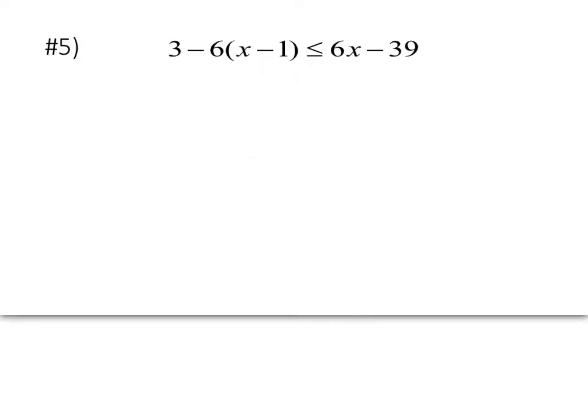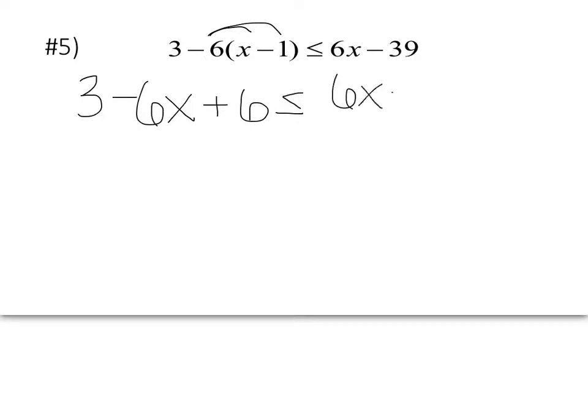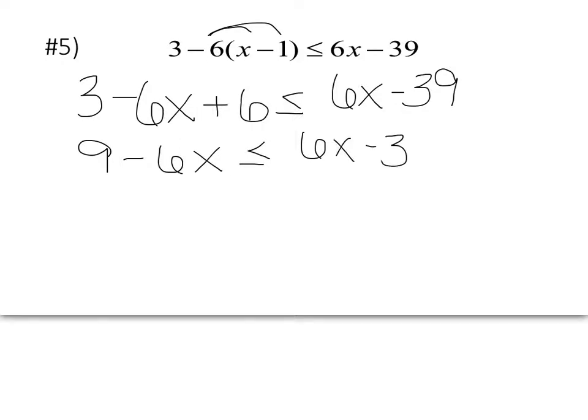Okay, so first things first, we're going to distribute the -6. So you have 3 minus 6x plus 6 is less than or equal to 6x minus 39. So on the left, combine like terms. 3 plus 6 is 9. So you have 9 minus 6x is less than or equal to 6x minus 39.